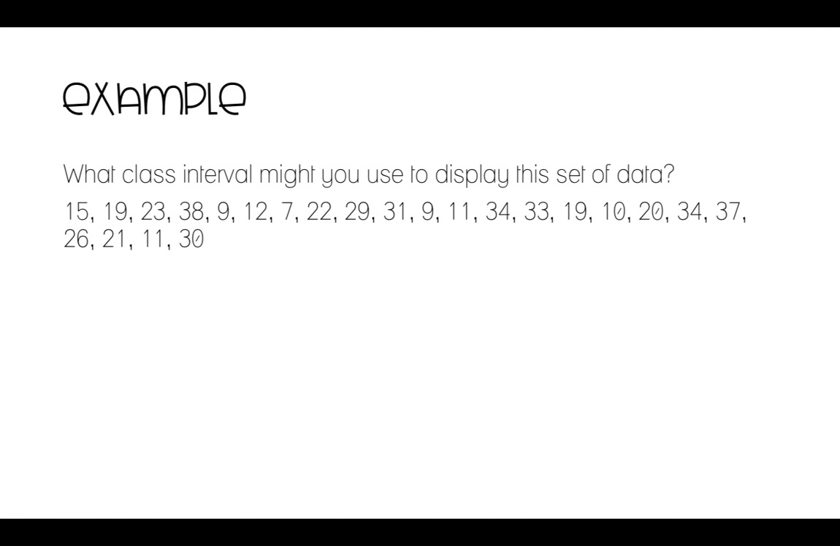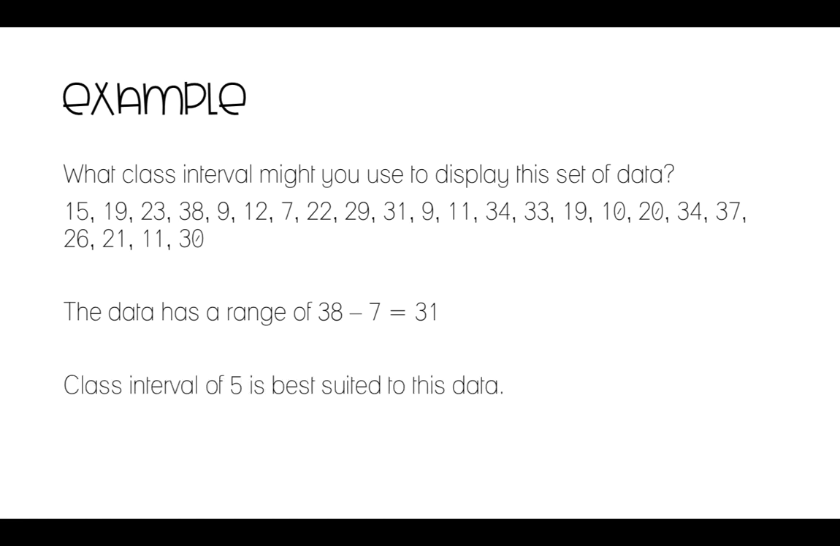So what class interval might you use to display this set of data? Okay, so we're talking about would we use 5 or 10 intervals. So the way we work this out is we're going to find out the range first. So the data has a range of 38 take away 7, because to work out your range you take the highest value and the lowest value and subtract them from each other. So it has a range of 31, and because of that we're going to use the interval of 5. Otherwise if we do 0 to 10, 10 to 20, and so on and so forth, we're going to have very few intervals. So by 5s, we'd have about 6 or 7 different groups we could pop them into.